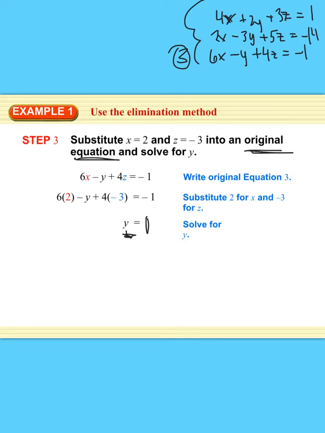So the last important step would be to check our answer, which I am not going to do. However, it is important and it should be done to ensure that you did the problem correctly. So now that we found our values, we need to write our answer as an ordered triple. So x, y, z would be 2, 1, negative 3.